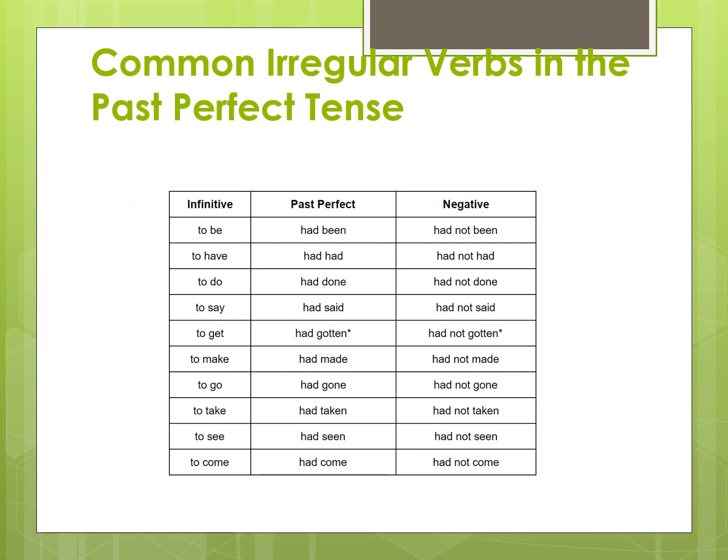Here is a list of the most common irregular verbs in the past perfect tense: had been, had done. Many students get confused when they see had repeated. How come they repeat the verb to have twice in one sentence? In this case, the first had is an auxiliary verb, and the second one is the main verb to have used as a main verb. I had the key to open the door.